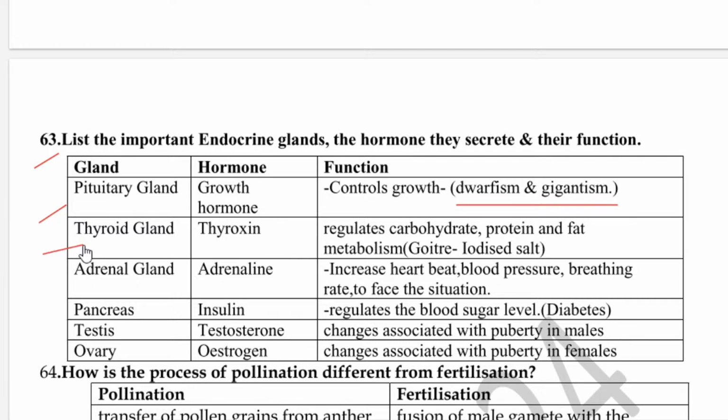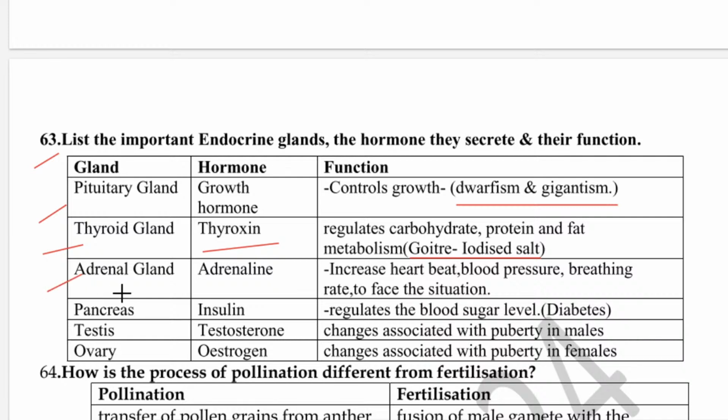Next gland is the thyroid gland. It secretes thyroxine hormone. And the function of the hormone is it regulates carbohydrate, protein and fat metabolism. Goiter is related to this hormone, that is, if there is a deficiency of iodized salt, goiter is caused.